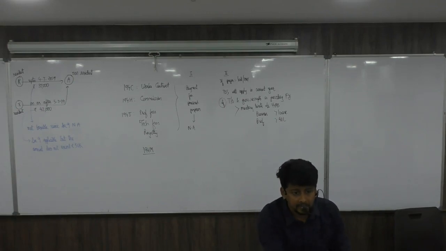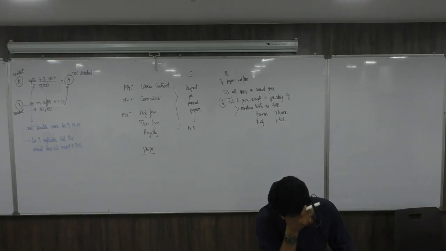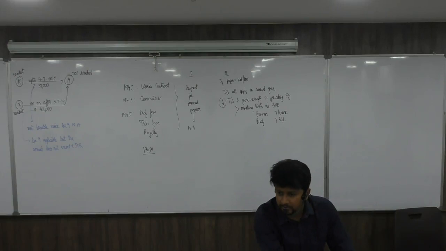And 194N, the next section that is created. This is quite frankly a very stupid section. This section is saying that in a financial year, if you withdraw cash in excess of 1 crore rupees from a bank account, then that excess amount that you are withdrawing, uske bank is supposed to do 2% ka TDS.